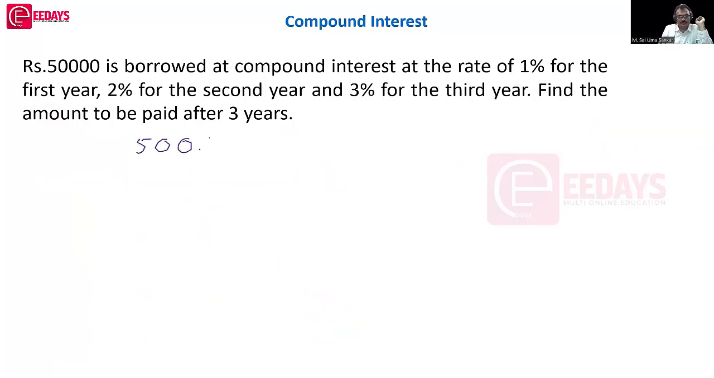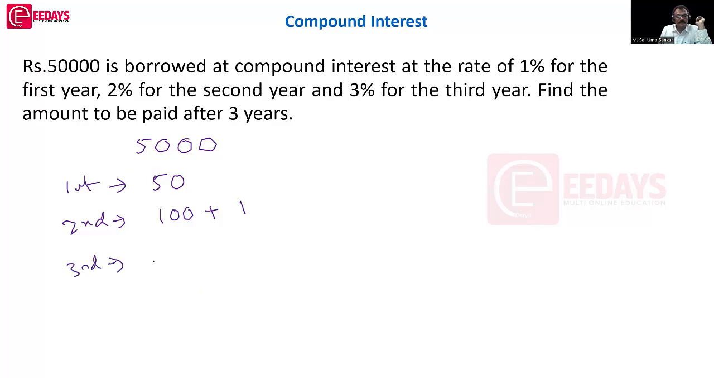This is 50,000 rupees. Okay, now first year. What is the first year? 1%. 10% is equal to 5,000, 1% is equal to 500... Second year, 2%. 2% is equal to 1,000 plus 2% on the first year's interest. 10% of it is 5, so 1% is equal to 0.5. So 2% is equal to 1.